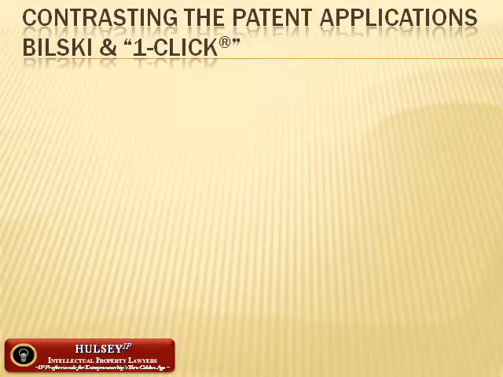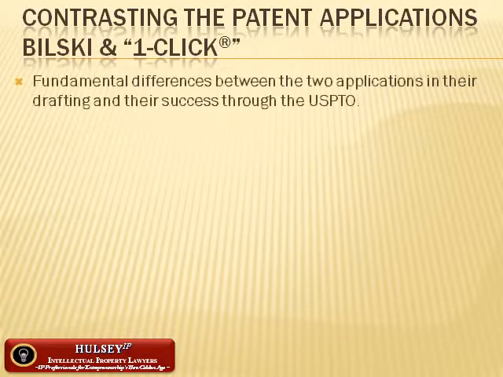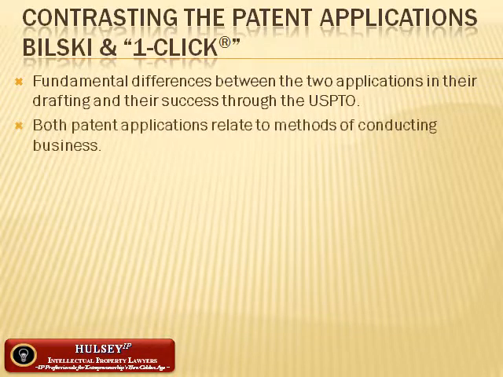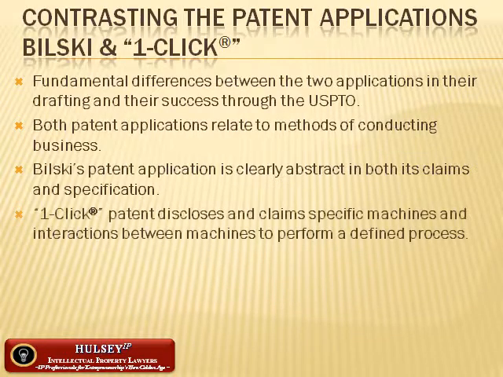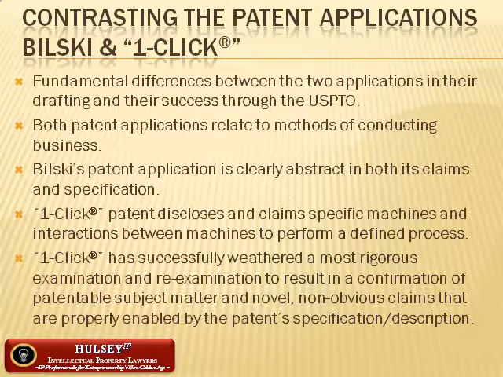In contrasting the two patent applications of Bilski and the Bezos one-click, it is clear that fundamental differences exist between the two applications in their drafting and their success through the U.S. Patent and Trademark Office. Both applications relate to methods of conducting business. The Bilski patent application is clearly abstract in both its claims and the specification. The one-click patent discloses and claims specific machines and interactions between machines to perform a defined process. Moreover, the one-click patent has successfully weathered most rigorous examination and re-examination to result in a confirmation of patentable subject matter that is novel, non-obvious, and for which the issued claims are enabled by the specification.